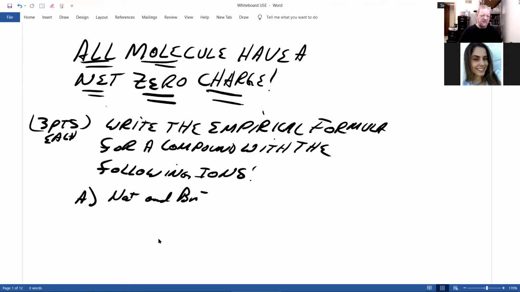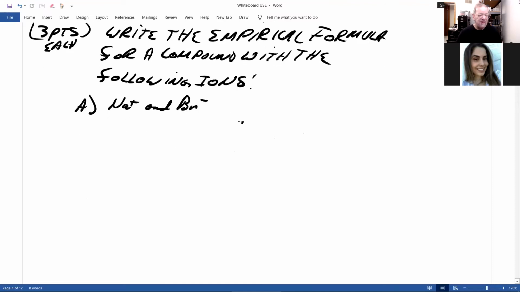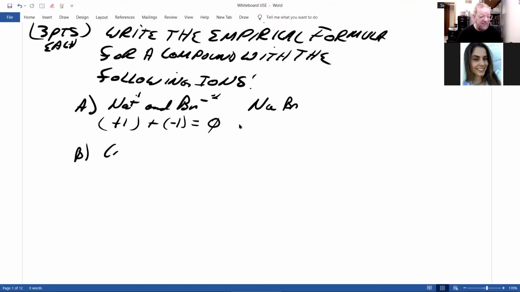If we look at the first one, A, sodium has a +1 charge. I've got it written there. And bromine has a -1 charge. That's what this means. Does that add up to 0? The answer is yes. So the empirical formula for a molecule with sodium and bromine ions is NaBr. Now, you cannot change the charge, but you can change how many.